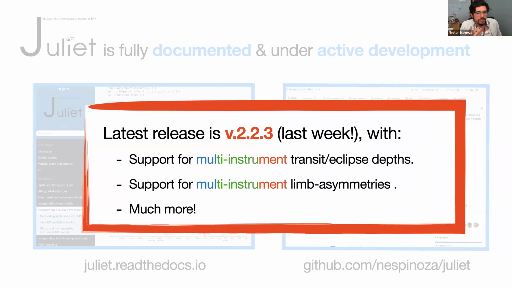But the latest release of Juliet included some improvements made by developers from the community. For instance, now we support multi-instrument transit and eclipse depths with Juliet. This is particularly interesting for people who do transit spectroscopy, since you can have each of the wavelengths fitted together with all your system parameters if you want. I'm going to explain a little bit that you can do limb asymmetries. That's the second one that we've implemented, and there are other extra implementations that just happened.